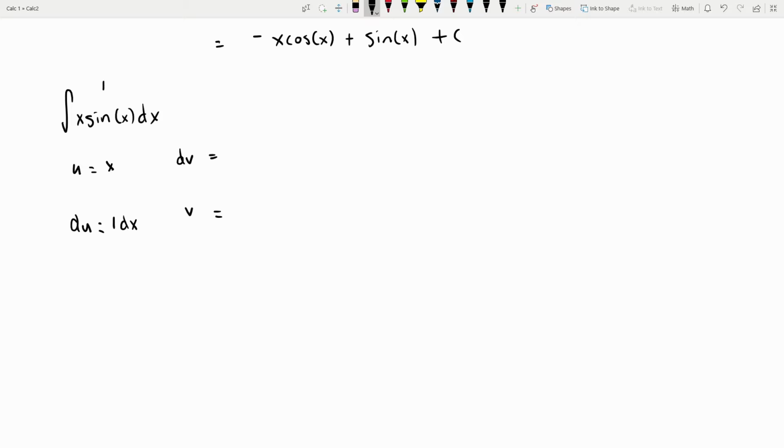And dv is going to be this function right here. So this is going to be sine x, and then v is going to be the antiderivative of this, which is minus cos x. And so there we go. There we have kind of our setup done.